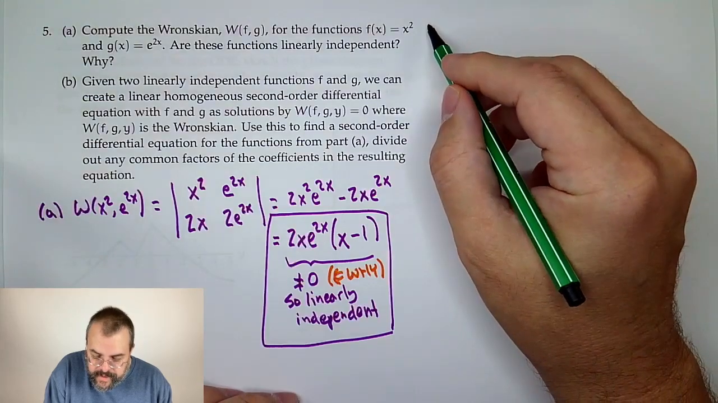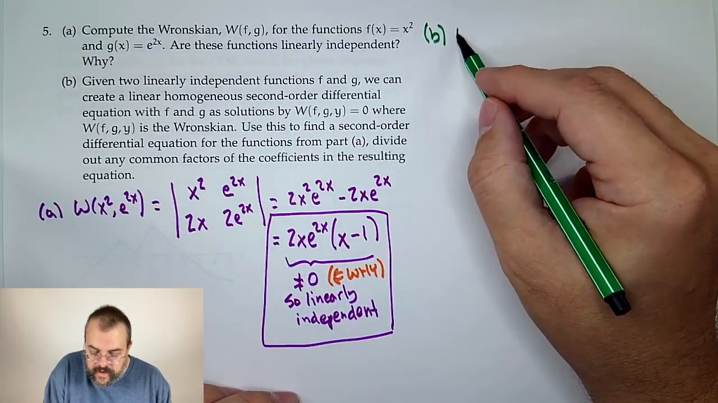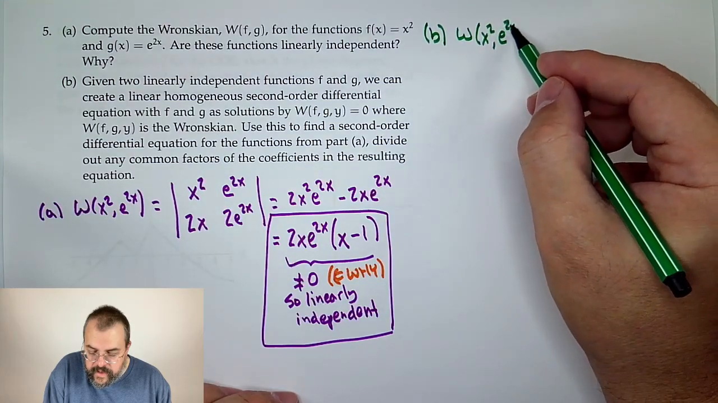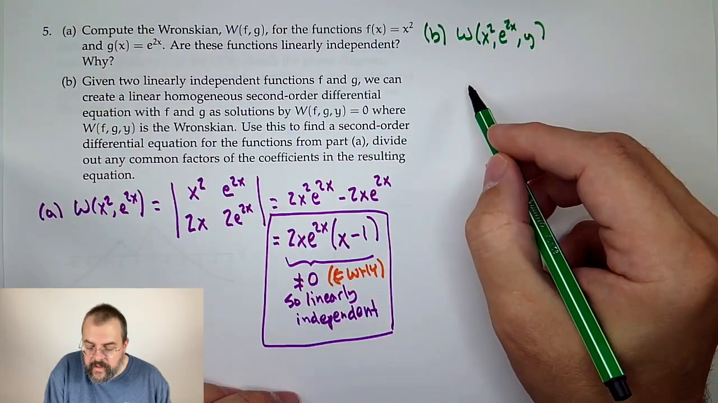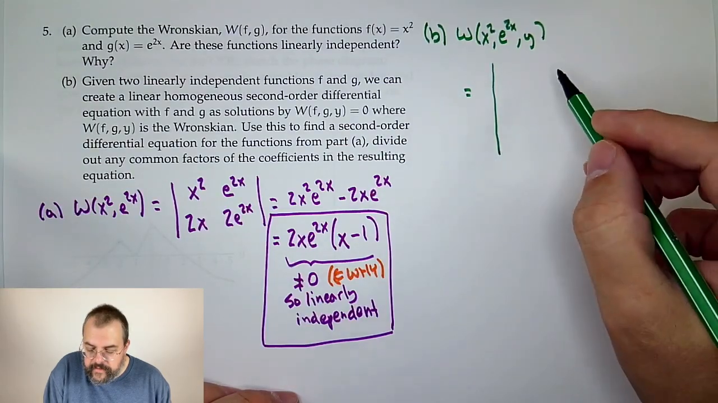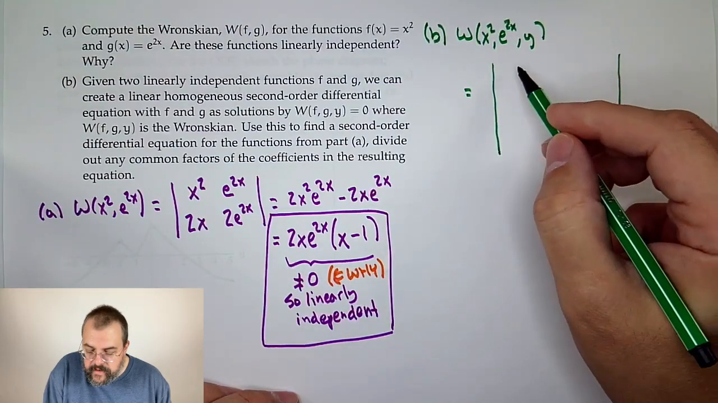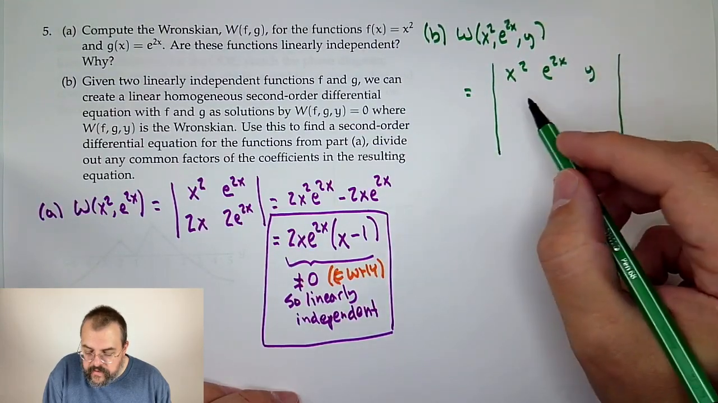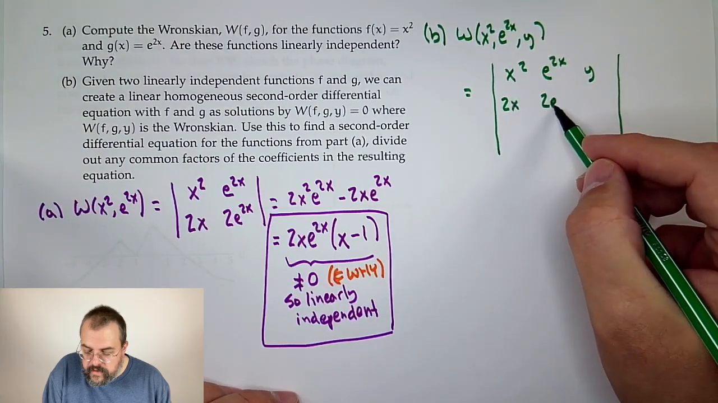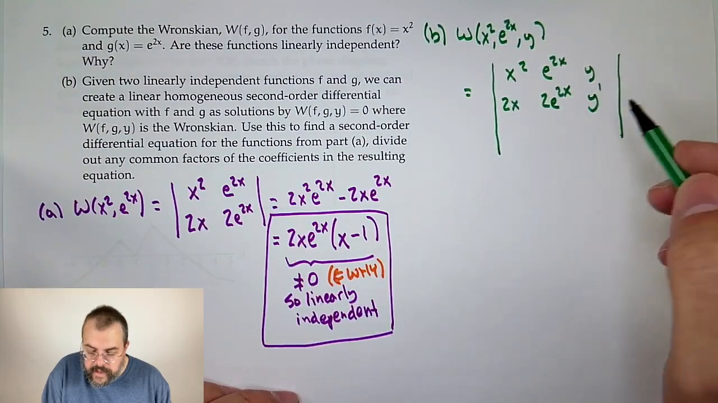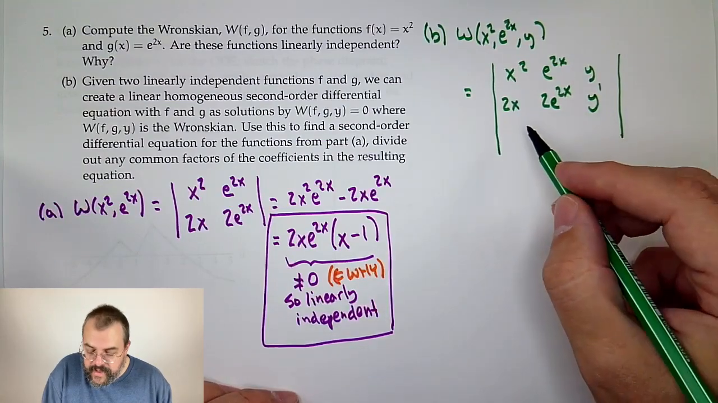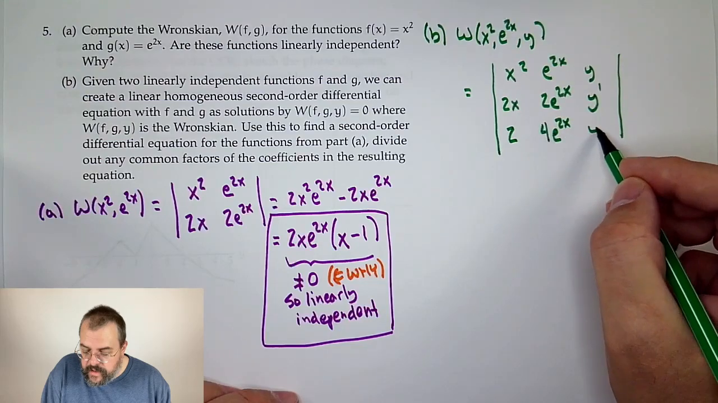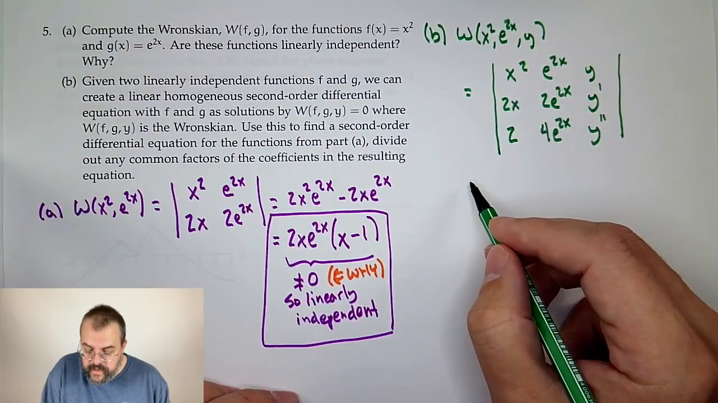So here we go for part B. We're going to compute the Wronskian of x squared, e to the 2x, and y. So we're going to have a slightly bigger matrix. The first row, 3 functions: x squared, e to the 2x, y. Second row: 2x, 2e to the 2x, y prime, because the derivative of y is y prime. Third row: 2, then 4e to the 2x, and y double prime.